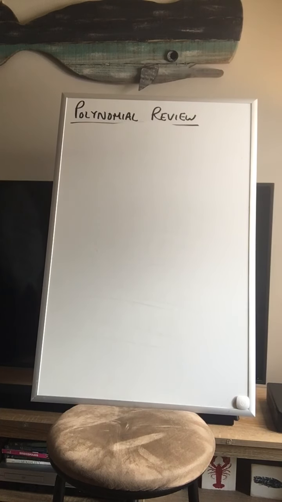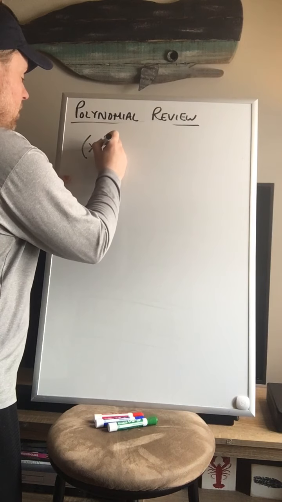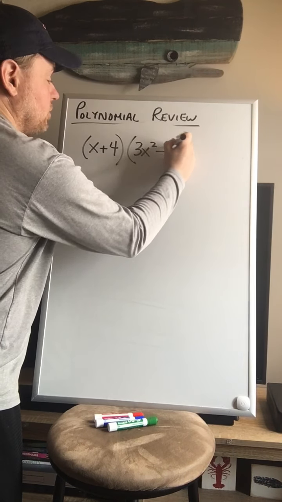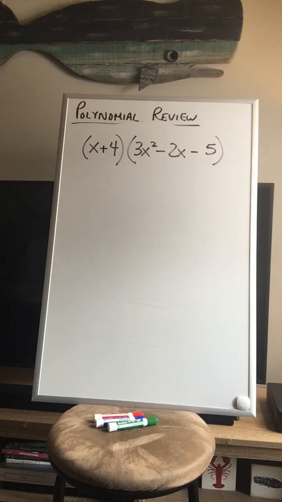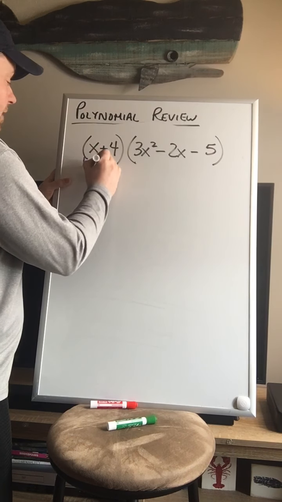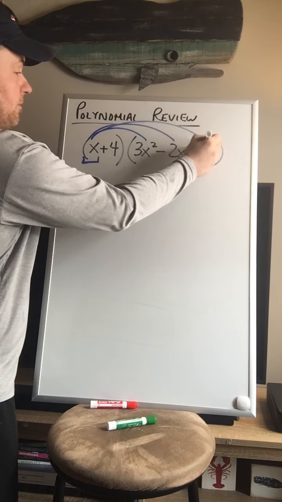So, what if I had, for example, x plus 4 times 3x squared minus 2x minus 5. So now I have a binomial times a trinomial, right? So, but I do the same process of distributing. So I'm going to take the x here, remember, and I am going to distribute it to all three terms over here.